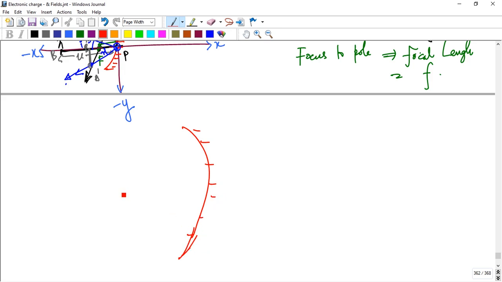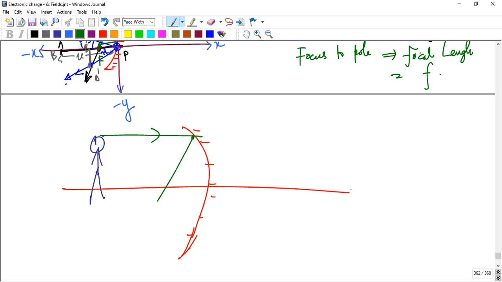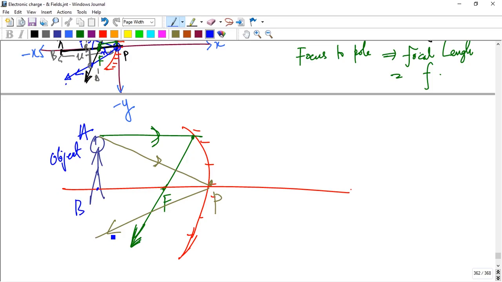Suppose some object is placed here. Someone says that is an incident ray, and after striking, the reflected ray passes through the focus F. We need another point, so this ray falls on the pole and goes back. Look very carefully: this is A, that's B, these are the object, and this distance is called u.